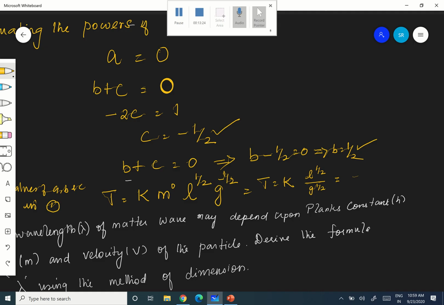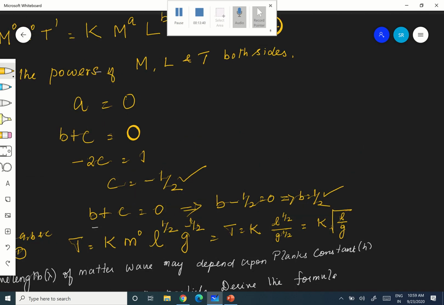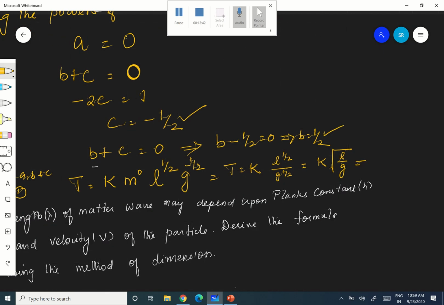That is equal to T equal to K into root of L by G. And I told you here the K value is 2 pi. Therefore, that implies your time period T is equal to 2 pi into root of L by G. That's it. This is the required expression. T is equal to 2 pi into root of L by G. Is it clear, children?